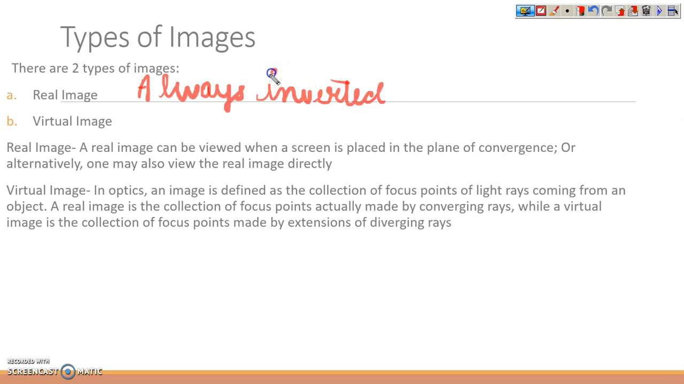And a real image can be caught on a screen, can be viewed on a screen. And a real image is formed by a convergent reflected beam. I told you what is convergent beam. Convergent beam is when the light rays are coming and converging at a point.